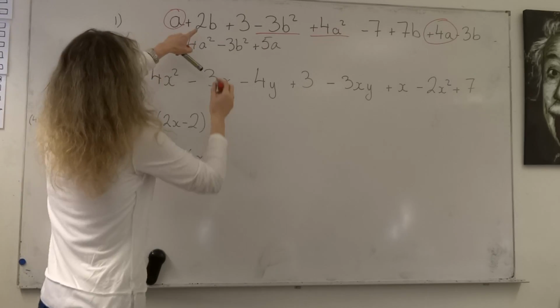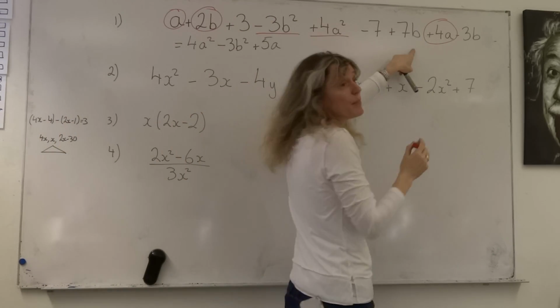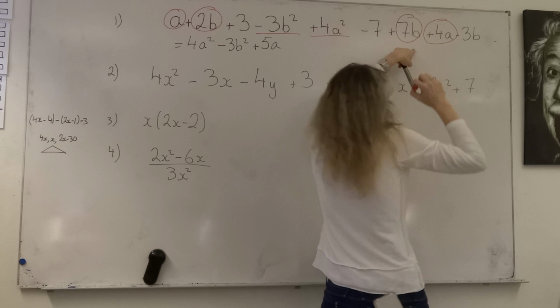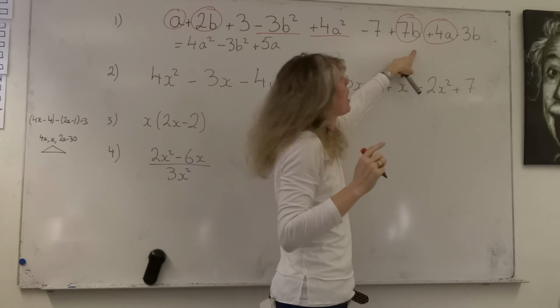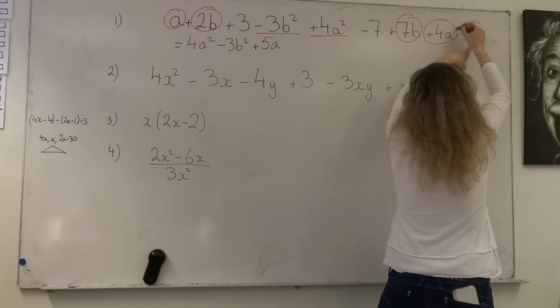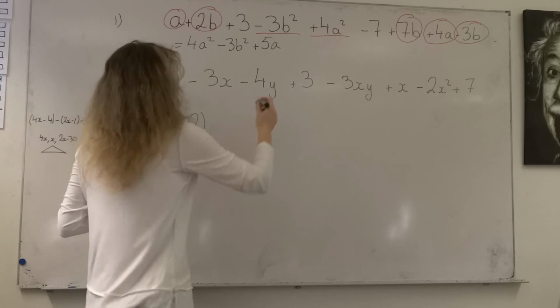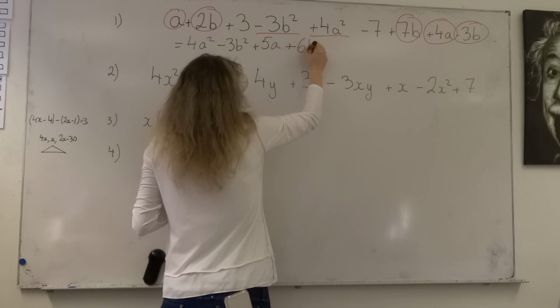So here are 2 b's. Here's a 7b over here. 2 b's plus 7b would give us 9b, but there's another b over here hiding. 9b minus 3b. 9 minus 3 is 6. So we get plus 6b.